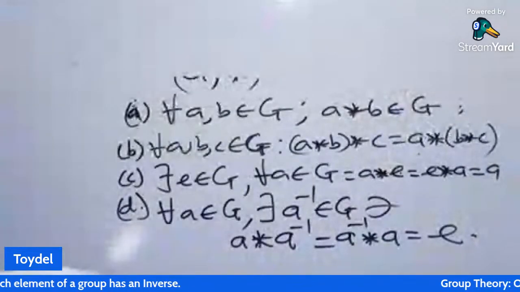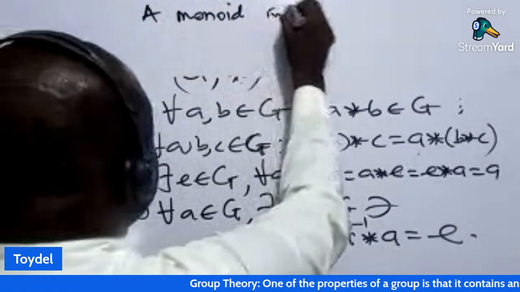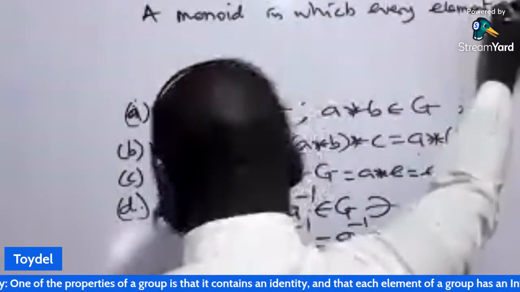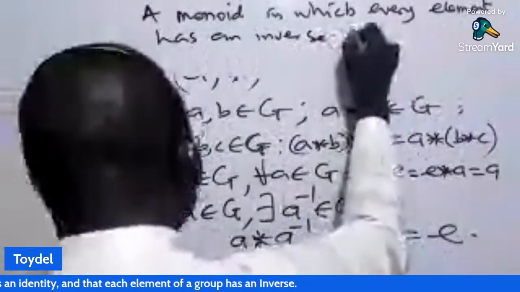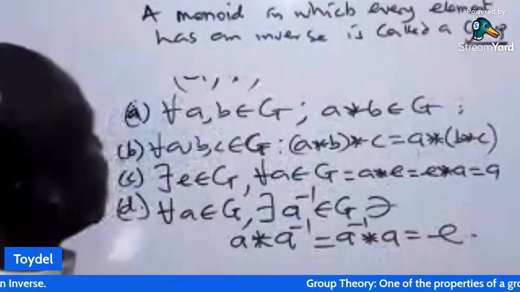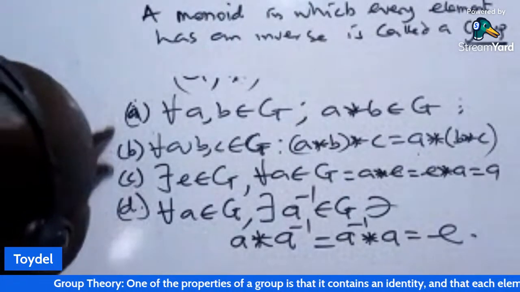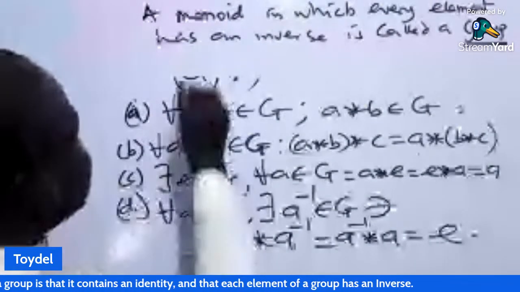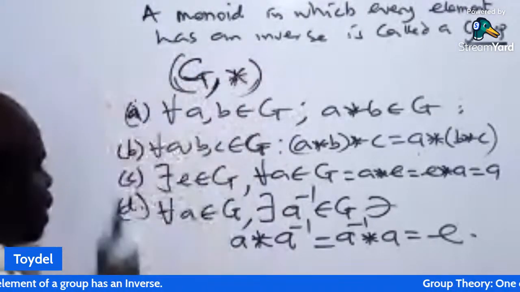In other words, a monoid in which every element has an inverse is called a group. That is, if you want to define a group, just say a group is a monoid in which every element has an inverse. So when we test for a monoid and we test for the existence of inverse elements, then it becomes a group. So G, this non-empty set with a binary operation, is called a group if these 4 properties are satisfied.